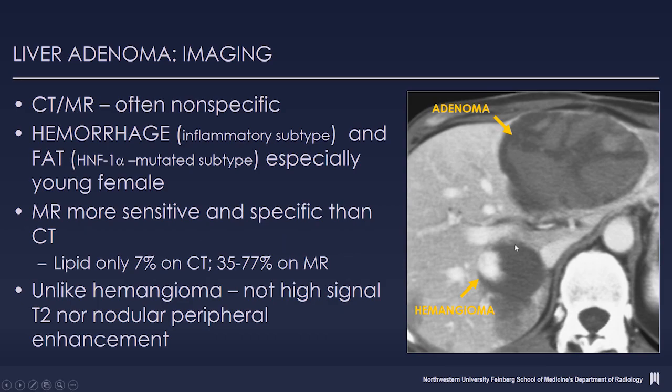So here's a patient that we're fortunate to have on CT, nicely showing that cotton wool peripheral nodular enhancement of a hemangioma and the more heterogeneous hypodense enhancement in this case, at least for an adenoma, although adenomas can certainly be hypervascular and often are.